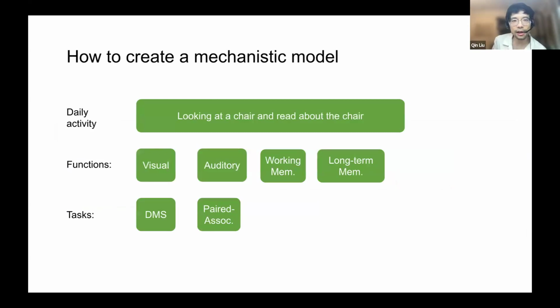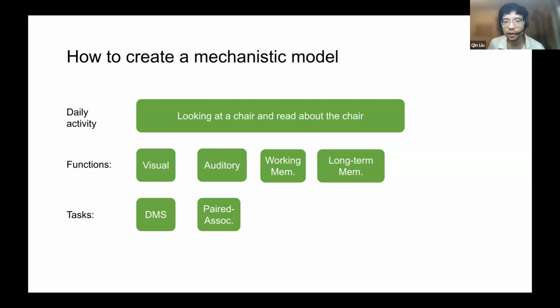Okay, now let's summarize a little bit what I just talked about. So how to create a mechanistic model for a specific brain function. First, we may have some daily activity or daily phenomena that we are interested in. For example, in our example, it's simply looking at a chair and reading about the chair. And then we need to dissect this daily activity or phenomena into isolated brain functions. For example, in this case, visual processing, auditory processing, working memory, and long-term memory.